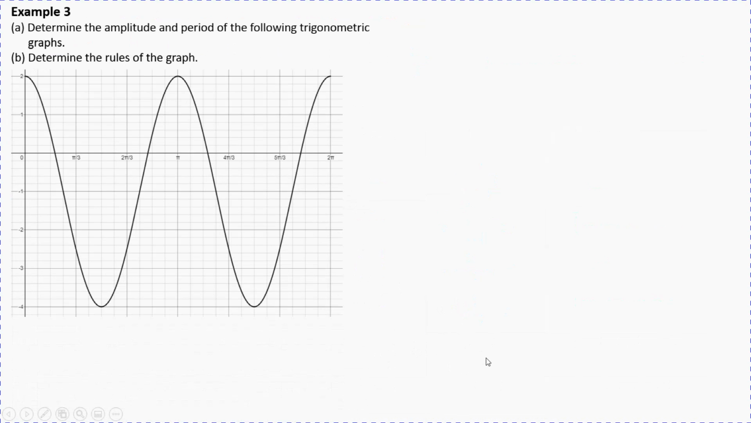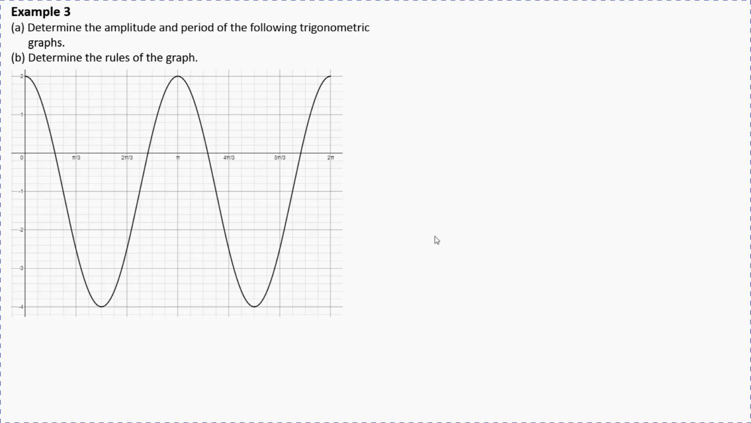Okay, so otherwise we just move on. Let's try to do this question. First you need to find the amplitude and period of the following trigonometry graphs, and then you determine the rules. Obviously, if you want to determine the rules, you need to find all four numbers, that means A, B, C, and D. So first of all, what would be the amplitude and period?